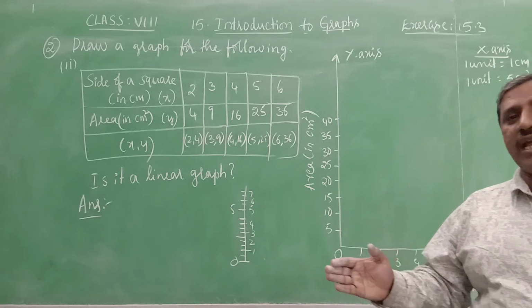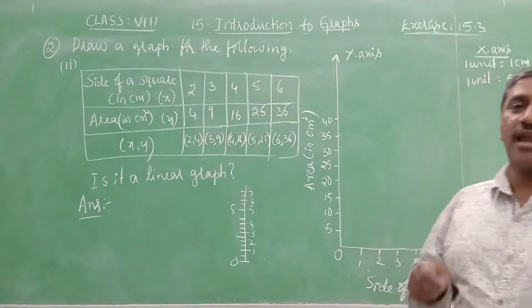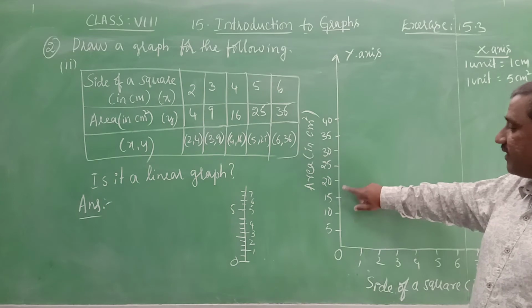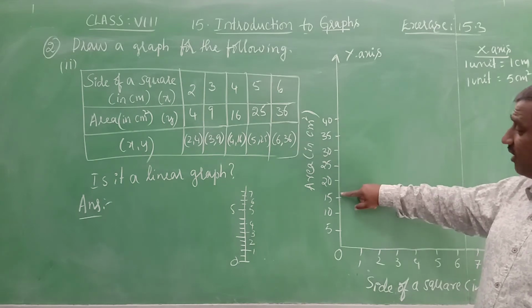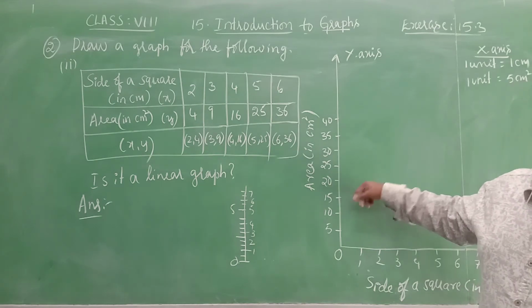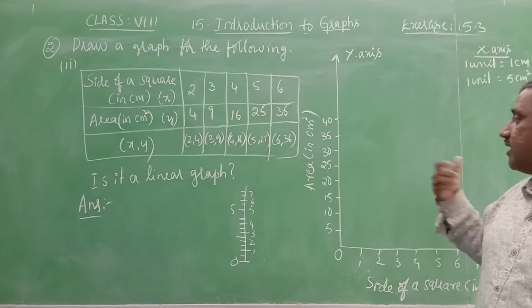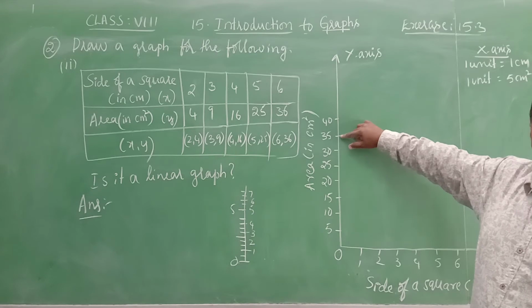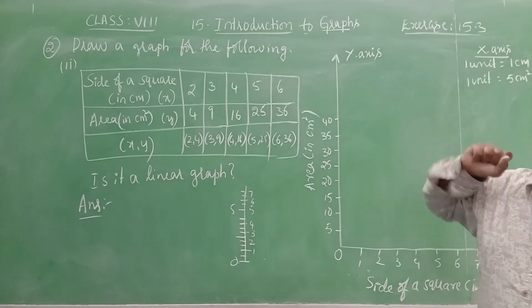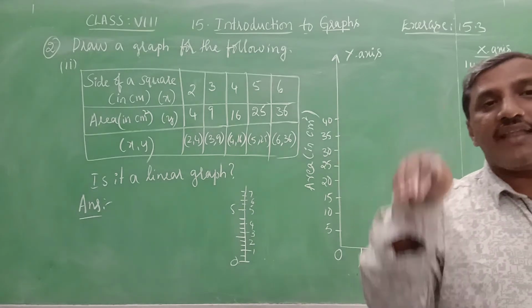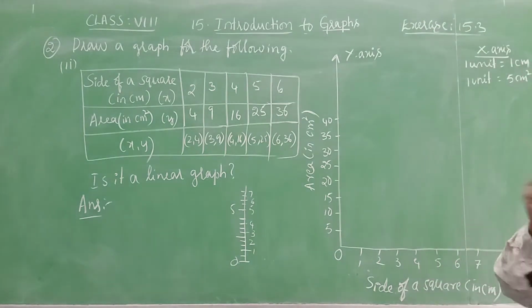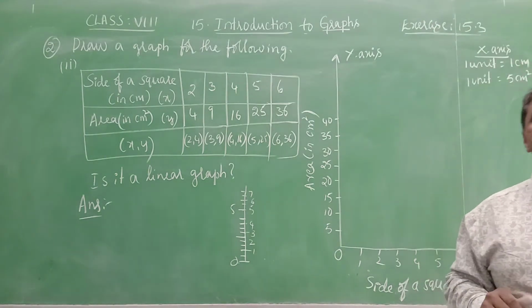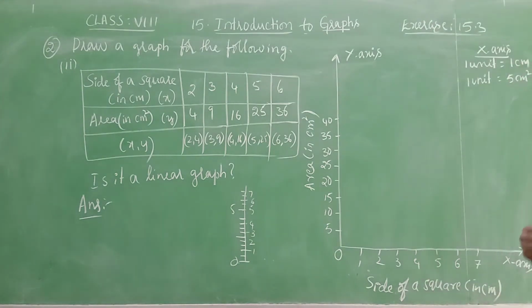Between 15 and 20, at which place will you get 16? Yes, after 15, the second line will give you 16 square centimeters. Similarly, if you want to represent 36, it will lie between 35 and 40. 36 means 1 more than 35, so the second line after 35 will give us 36. So I think you understand.